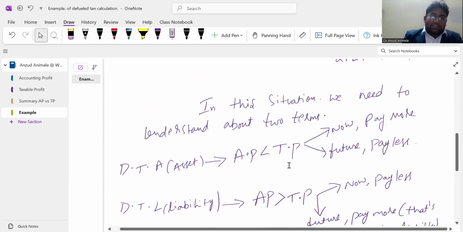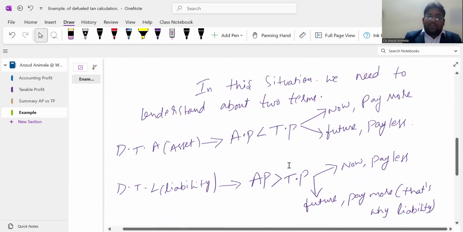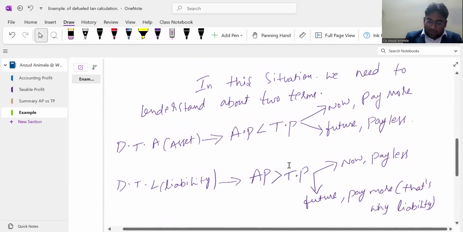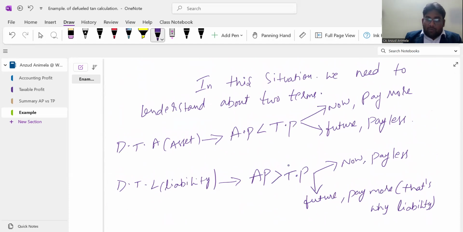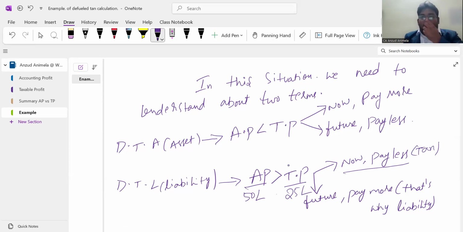Now look at the situation. We have to identify whether the resultant deferred tax will be a deferred tax asset or a deferred tax liability. In the current situation, how much is the accounting profit? 50 lakhs. How much is the taxable profit? 25 lakhs. Accounting profit is more than taxable profit. That means now you pay less tax, and in future you may need to pay more tax. That's why I'm creating the liability in the current situation.